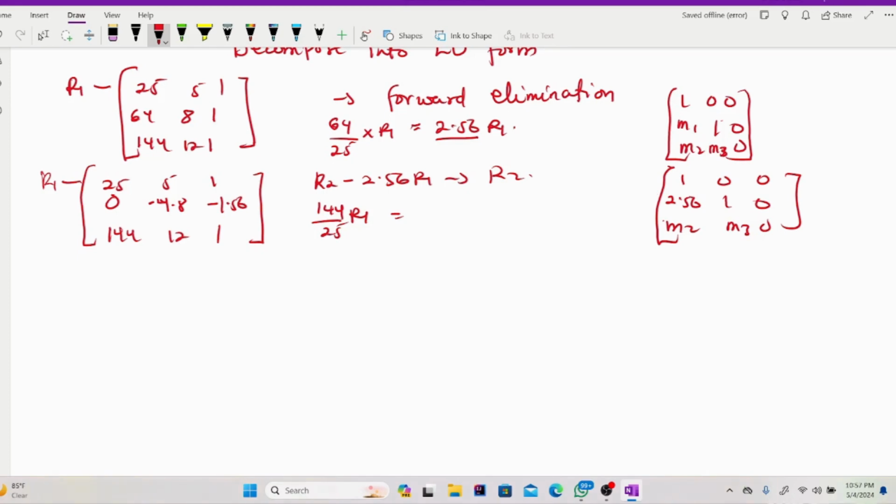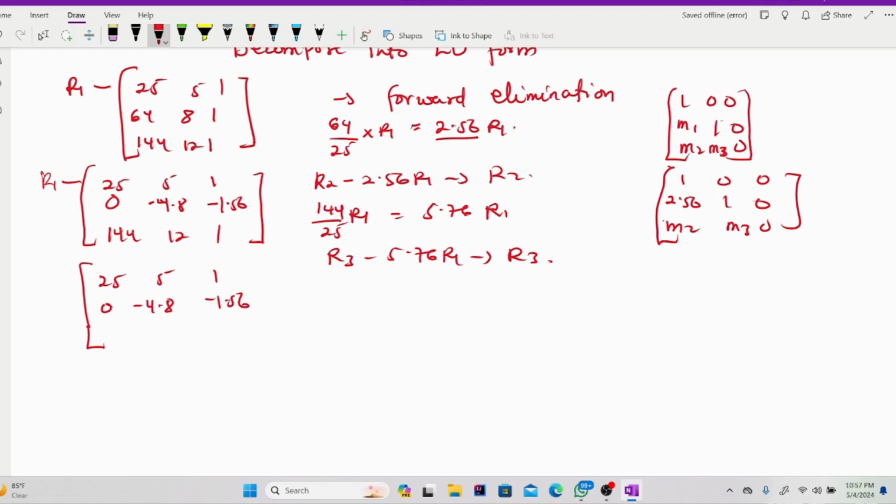144 over 25 is 5.76. The multiplier is what? R1, okay. So the row operation is R3 minus 5.76 R1, all mapping to row 3. Once I get this expression, my matrix becomes 25, 5, 1, 0, negative 4.8, negative 1.56.